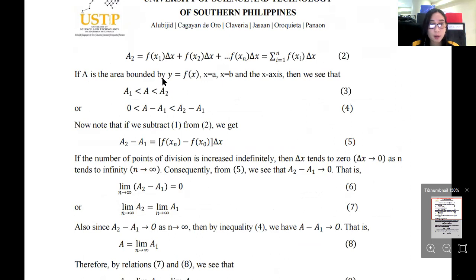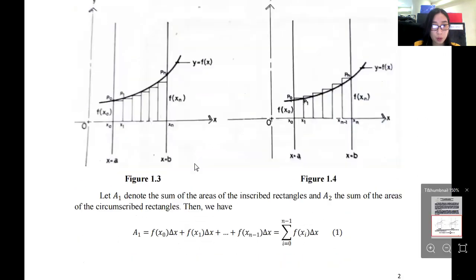If A is the area bounded by y is equal to f of x, with two limits, x is equal to a and x is equal to b, and the x-axis, then we set that A sub 1 is lesser than A sub 2. So the total area under the curve is greater than A sub 1 and lesser than A sub 2. This is the rule in our approximation: this area is lesser than, and this one is greater than.